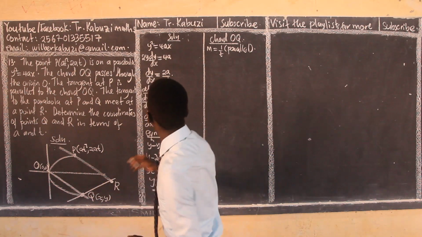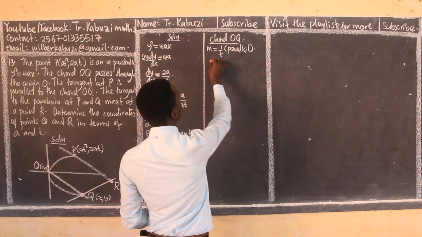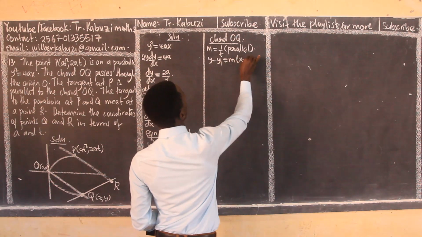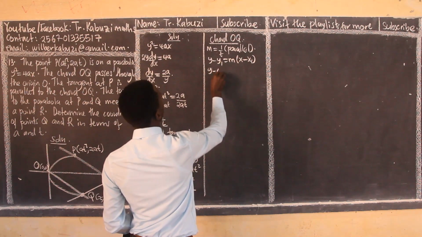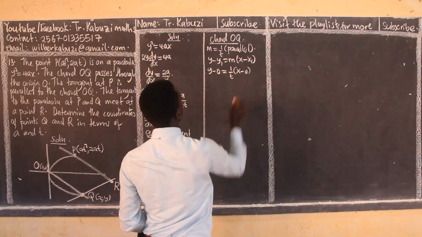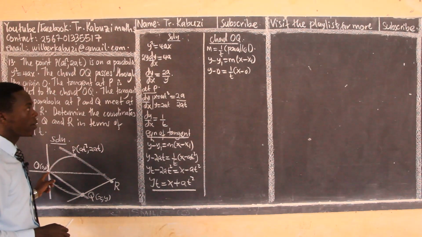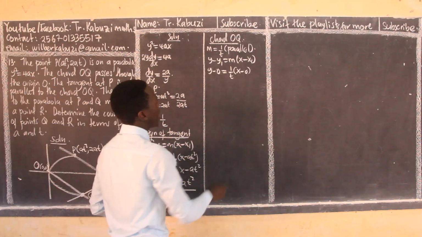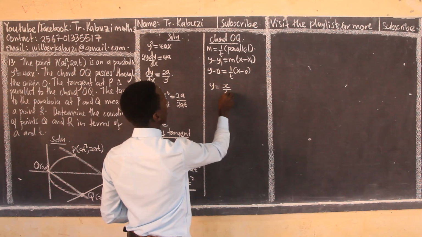Now from here, I have the point at the origin. So now I'll say y minus 0 equals 1 over t into x minus 0. I'm using this because this line OQ passes through the origin. I don't know the coordinates of Q, that's why I'm using this one. And from there, our y becomes x over t.